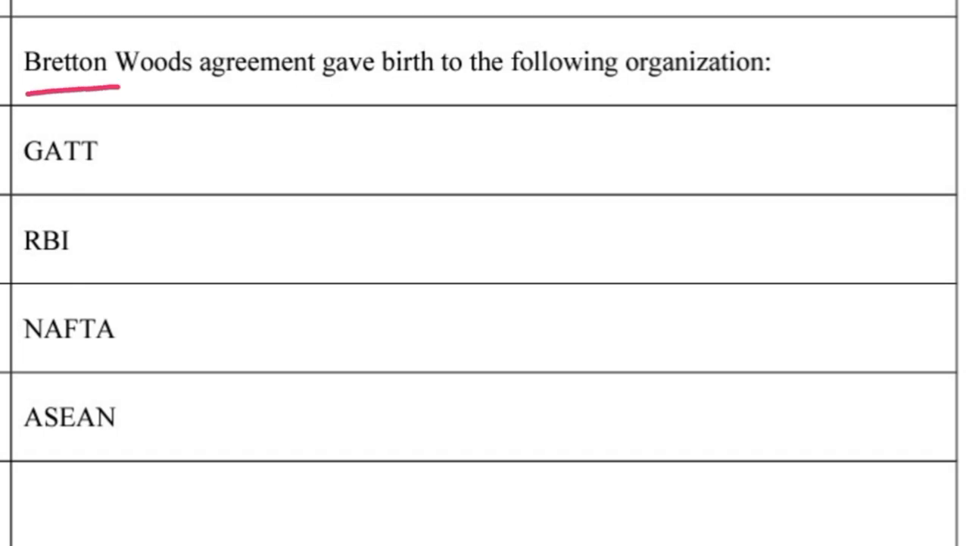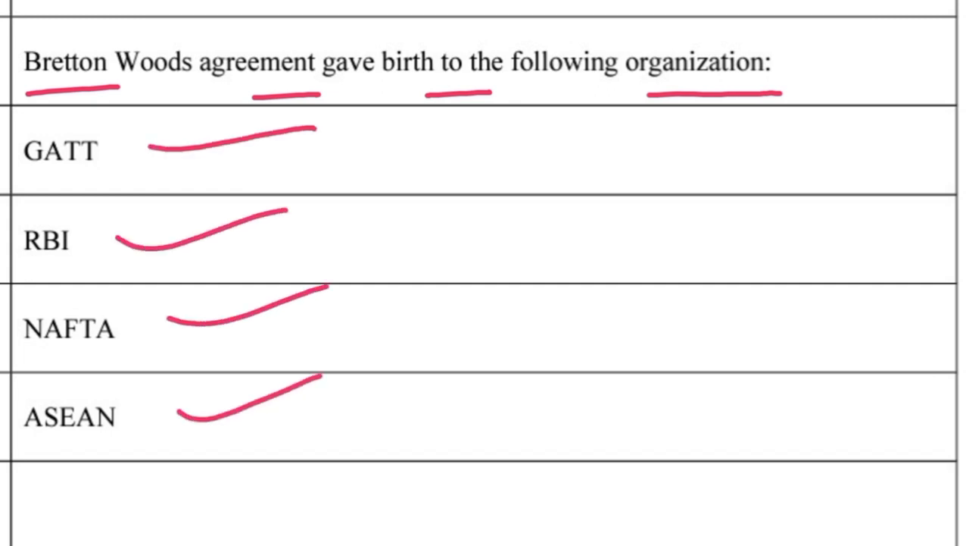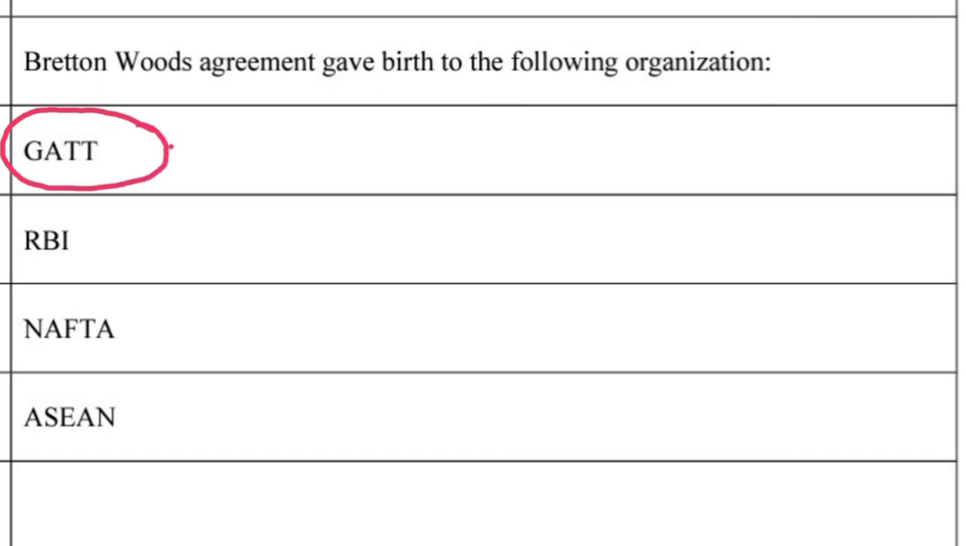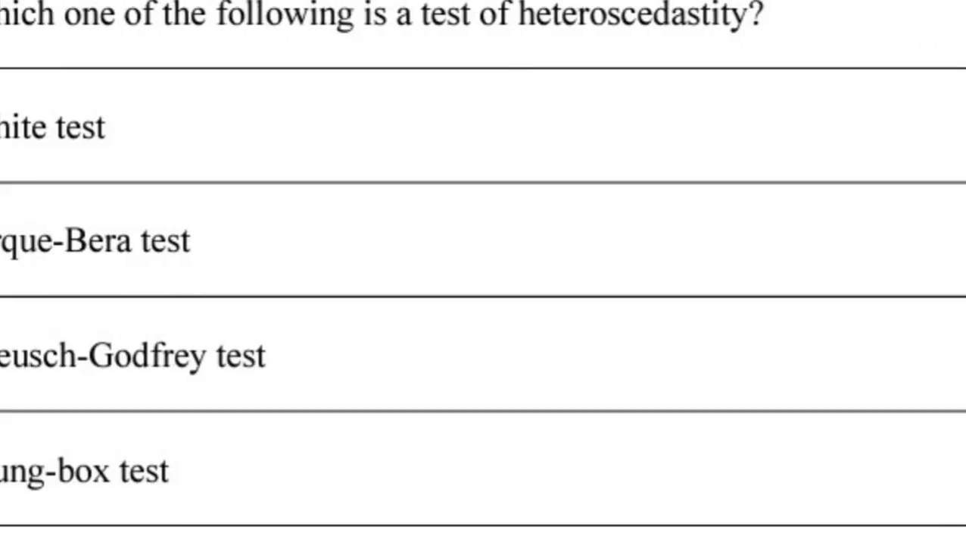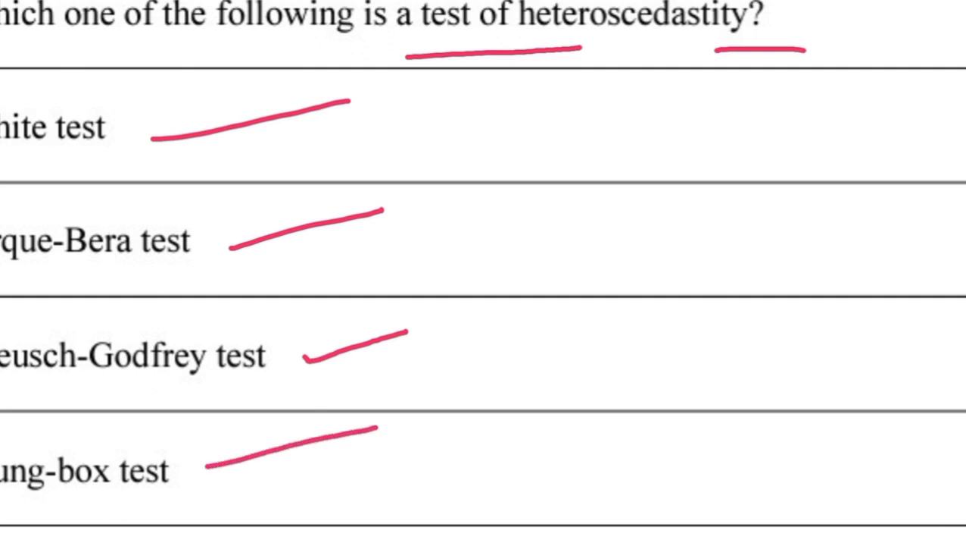Next question is: Bretton Woods Agreement gave birth to the following organization. Options are GATT, RBI, NAFTA, or ASEAN. Obviously, the correct option should be the General Agreement on Tariffs and Trade. So GATT was the child of the Bretton Woods Agreement. Next question is which of the following is a test of heteroscedasticity? The options are White test, Jarque-Bera test, Breusch-Godfrey test, or Chow test. The correct option to this question should be White test.